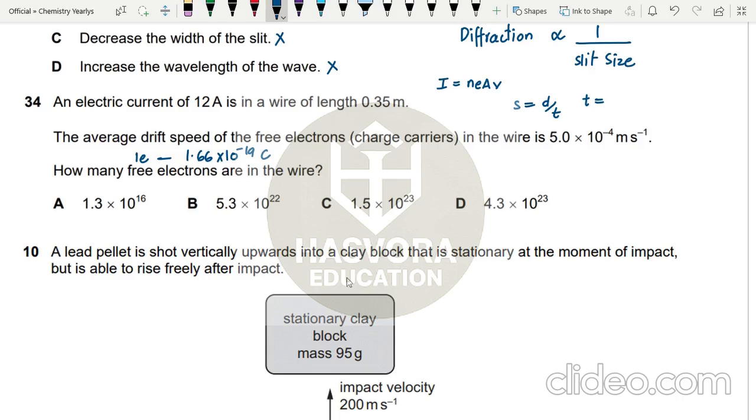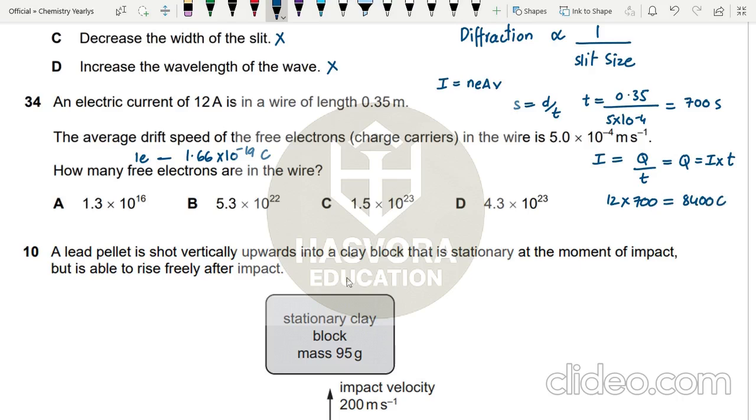They have given you the distance, which is 0.35. The speed is 5 × 10^-4. So let's calculate the time: 0.35 divided by 5 × 10^-4. This becomes 700, and this is in seconds. Now you know the formula for the current, which is charge per second. If you want the charge, you can just multiply the current by time. So current is 12 × 700. This will give you about 8400 coulombs.